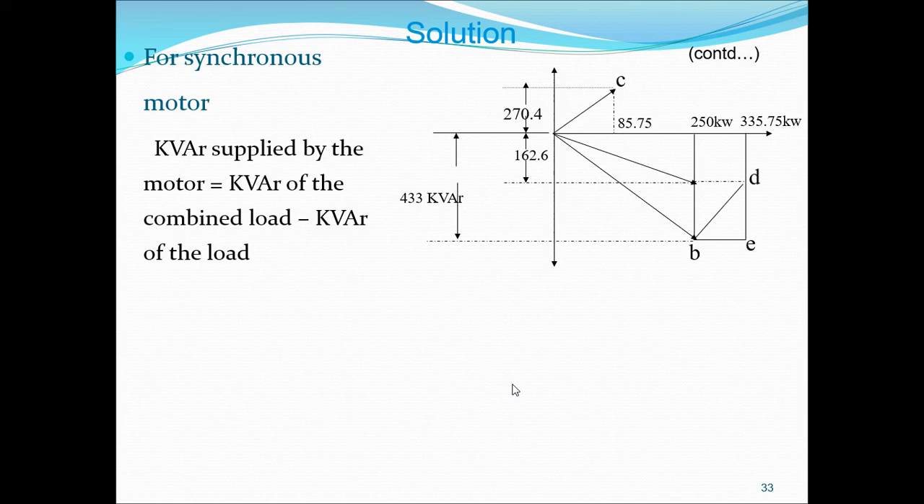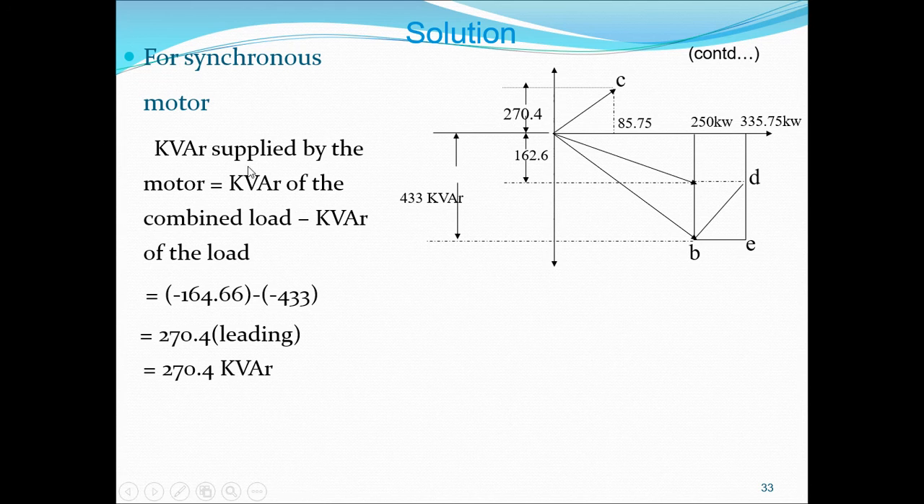So this is the vector diagram where it is showing this is the combined kW. Here up to here is 250 kW and this is the synchronous motor we added, that is 335, and this is 270 and this is 162.6. So the kVAR supplied by the synchronous motor is equal to kVAR of the combined load minus kVAR of the load. So that is equal to 270.4 kVAR. Note this vector diagram also. So this one is the synchronous motor and this one is the combined.